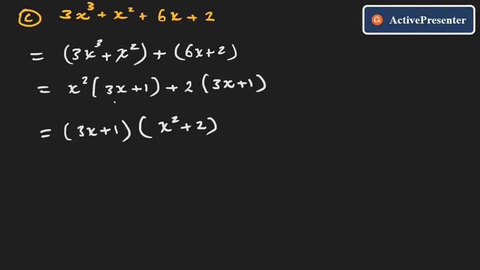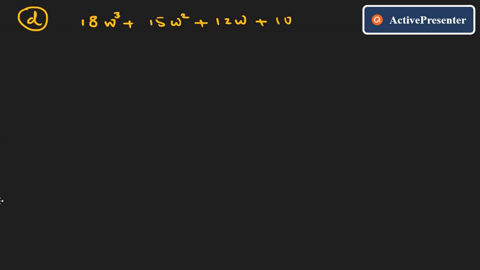Let's say if we have 18w cubed plus 15w squared plus 12w plus 10. How to factor this?